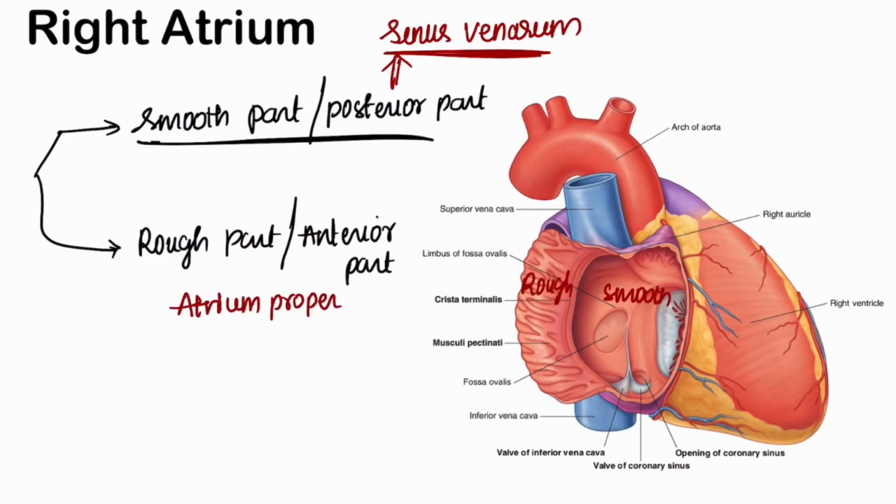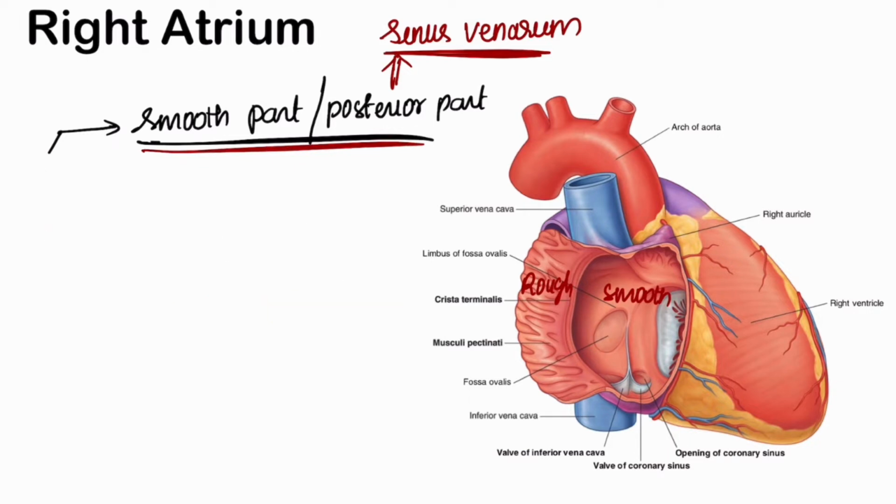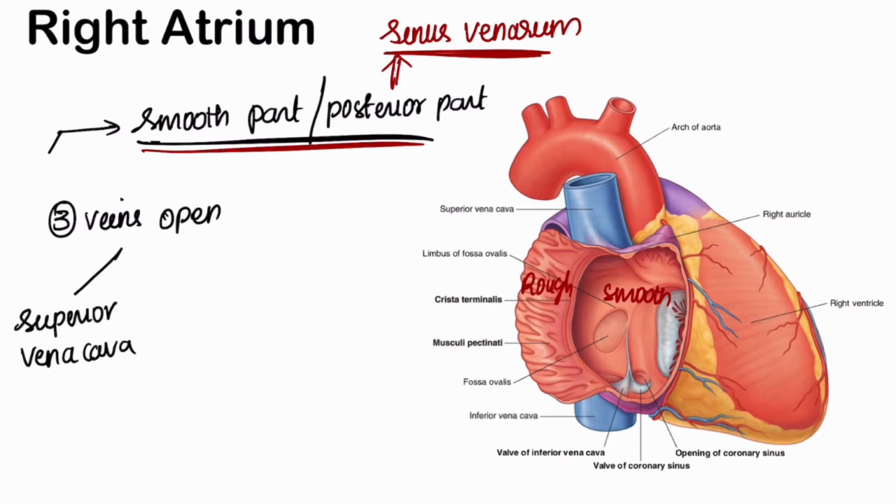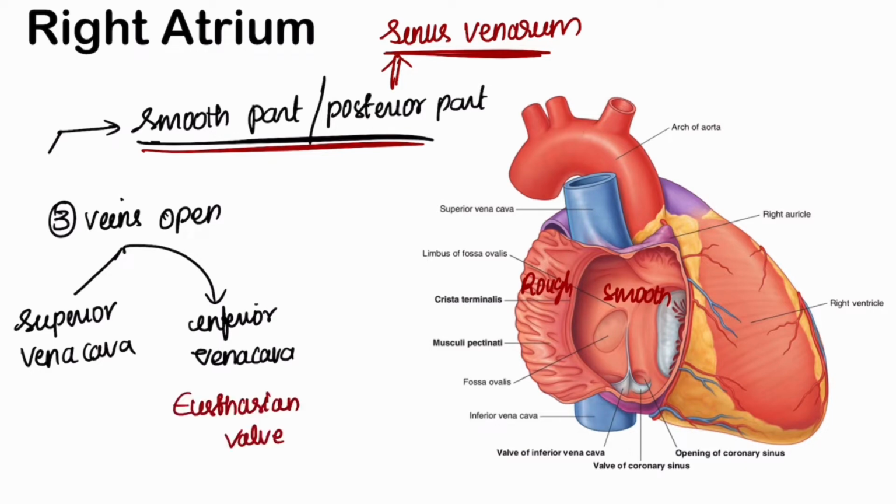Now let us look at the smooth part first in a detailed manner. Three veins open into the smooth part. They are the superior vena cava, the inferior vena cava, which is guarded by the Eustachian valve, and the third one is the coronary sinus. This coronary sinus is guarded by the Thebesian valve.